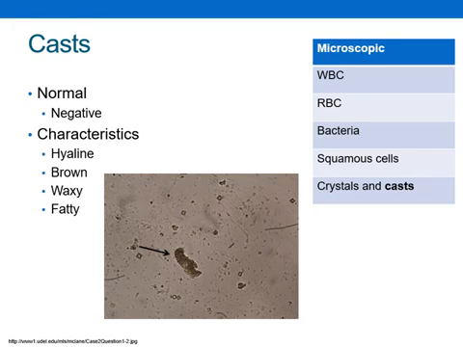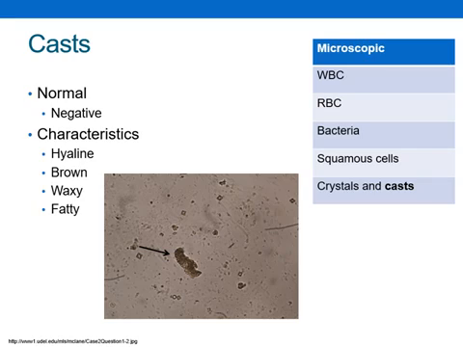Casts can be similar to crystals in the fact that they're not normally present in the urine. However, when they are, they can be helpful for diagnostic purposes. I've listed a few characteristics. It's not an all-inclusive list, but I wanted to go through a few examples of types of casts that might be listed in a UA and what those might represent.